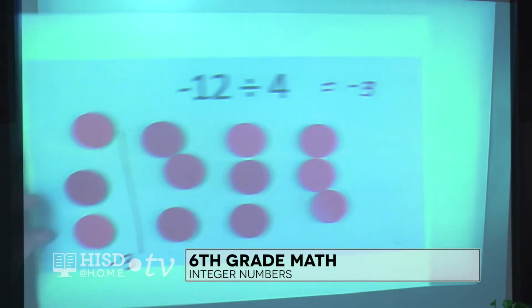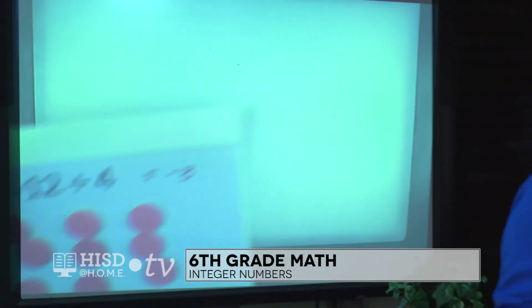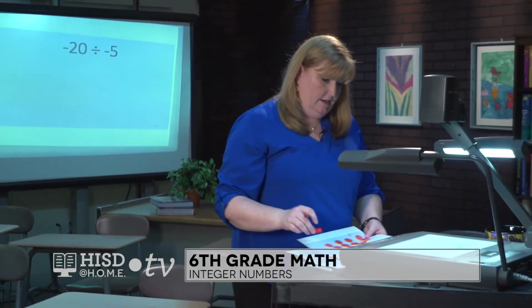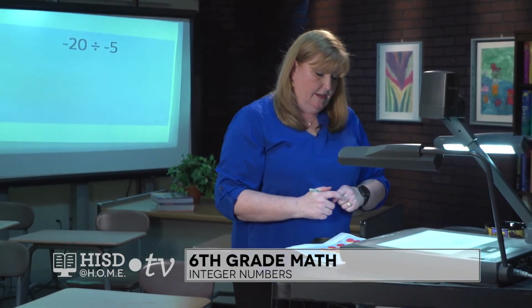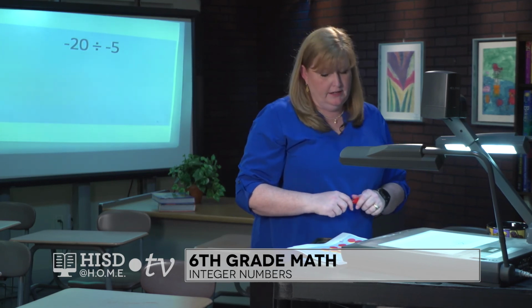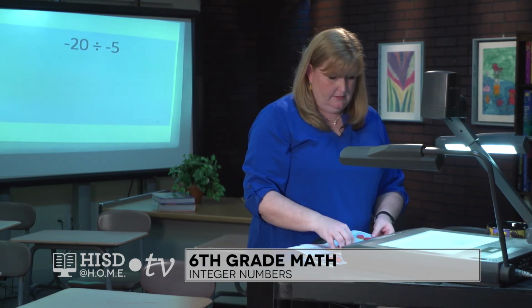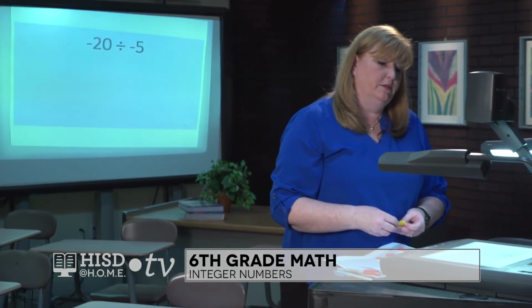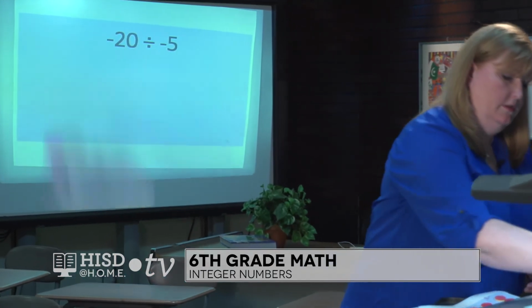Let you try another one. Negative 20 divided by negative 5. Now remember, this is about as hard as I can give it. Negative 20 divided by negative 5. Okay. Let you think it through while I build my pattern. Build yours too.